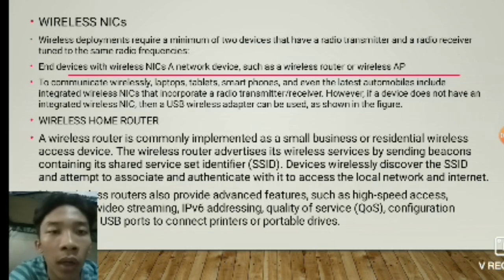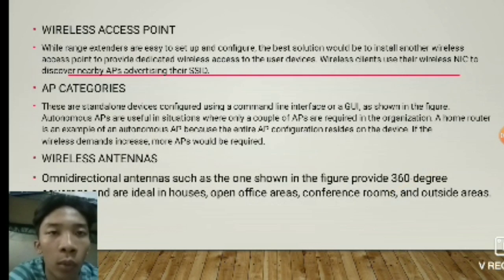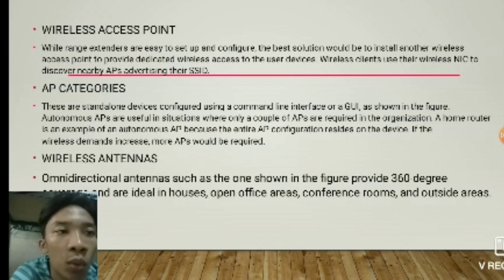Wireless home router. A wireless home router is commonly implemented in a small business or residential wireless access device. From the home, we have Wi-Fi, which is used by wireless home routers. Wireless access point. While a range extender is easy to get and configure, the best solution would be to install another wireless access point. AP categories. These are standalone devices configured using a command line interface or GUI.